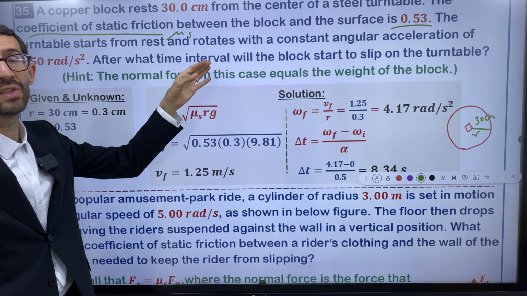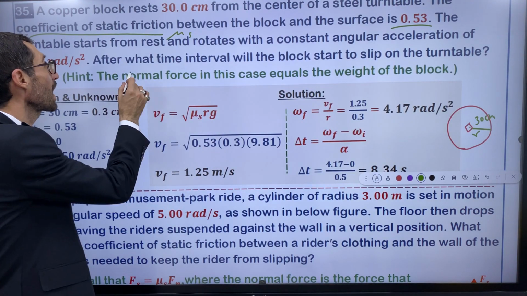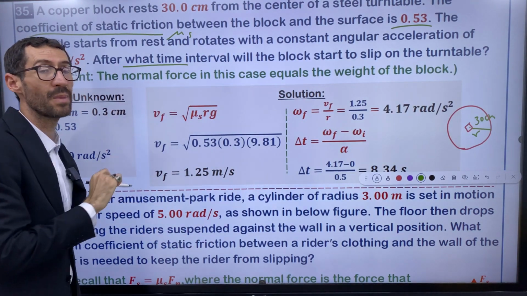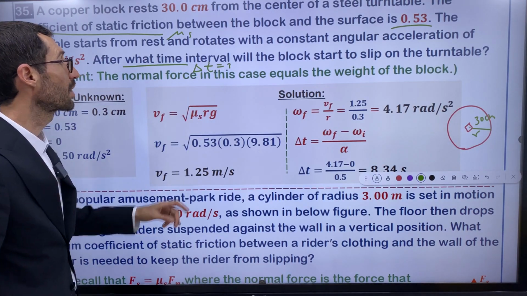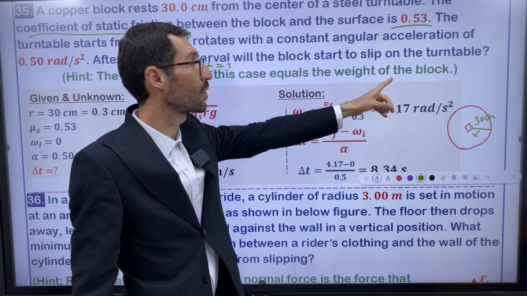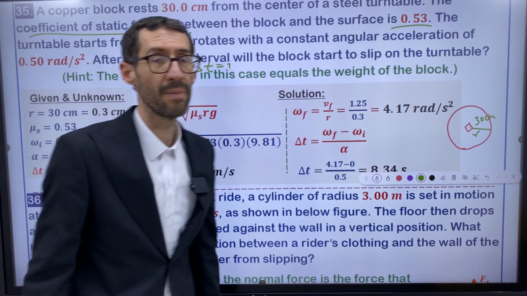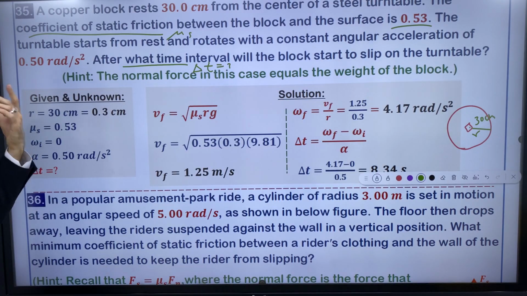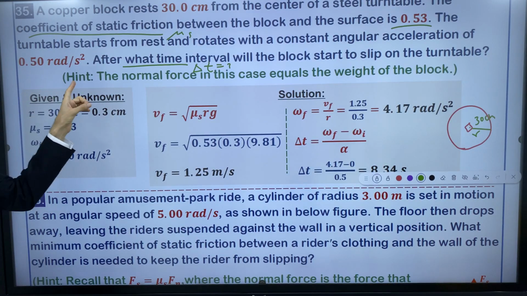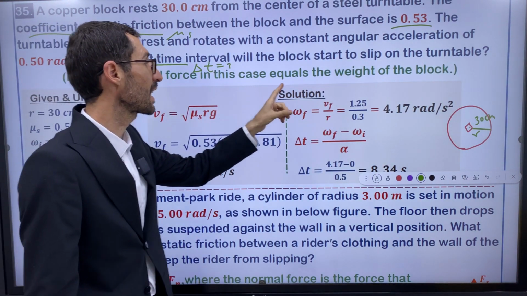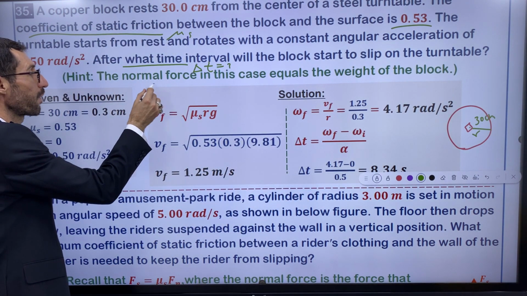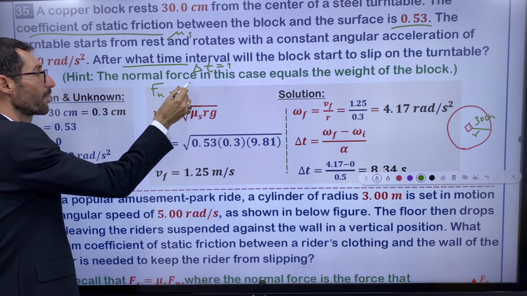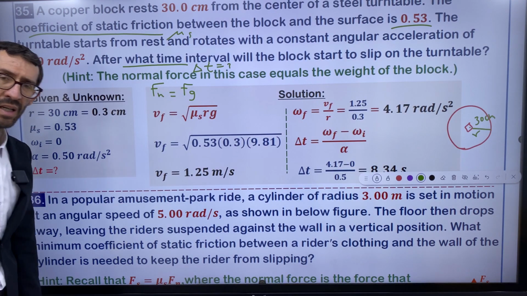After what time interval? So what's unknown? Delta t is unknown. After what time interval will the block start to slip on the turntable? So we'll look for delta t. We have a hint here. Let me read the hint for you: the normal force in this case equals the weight of the block. So normal force Fn is equal to Fg.